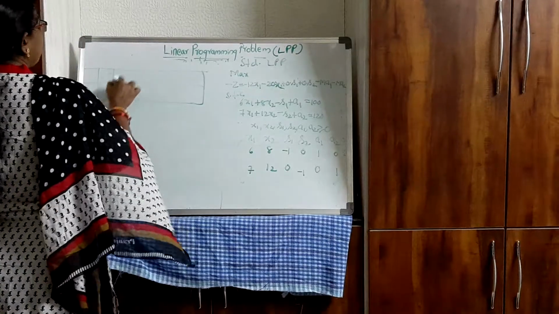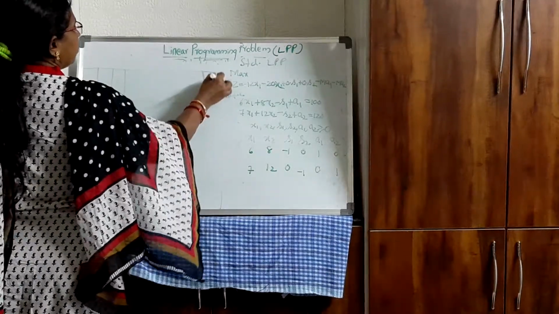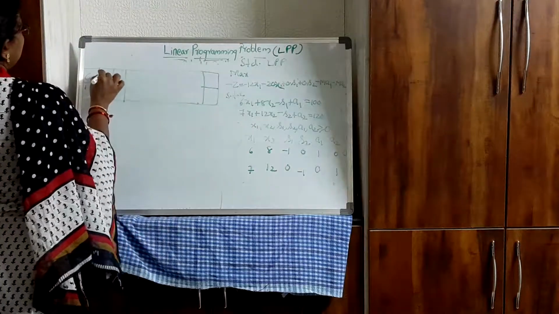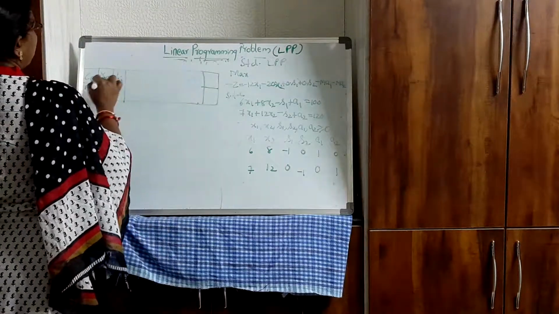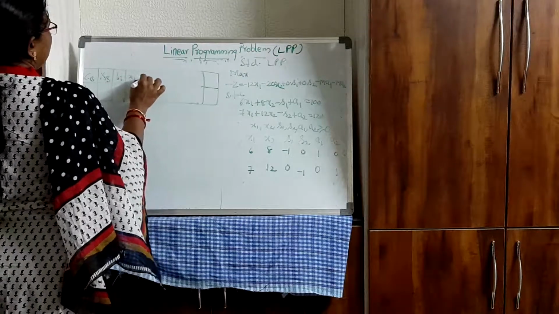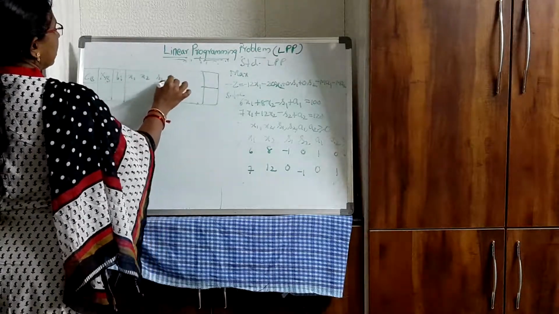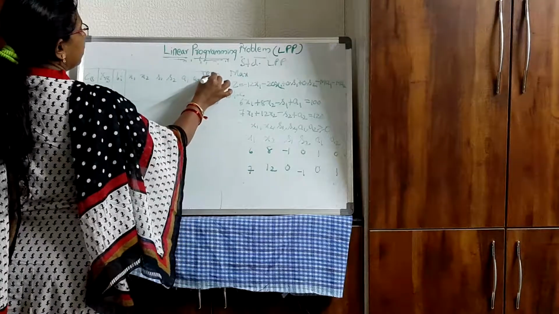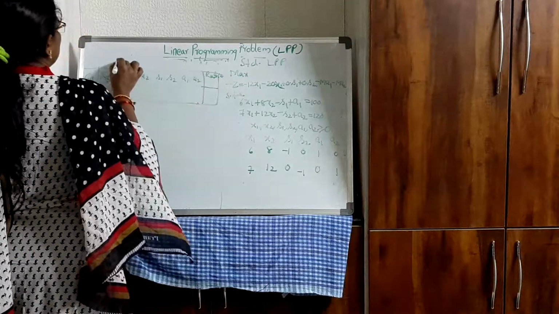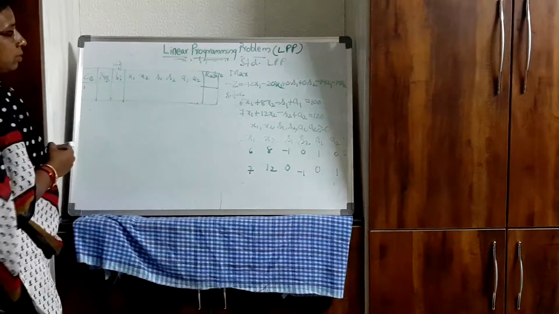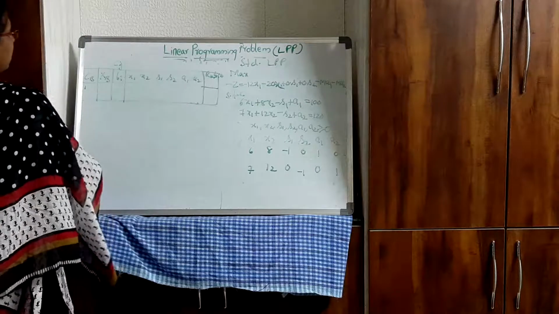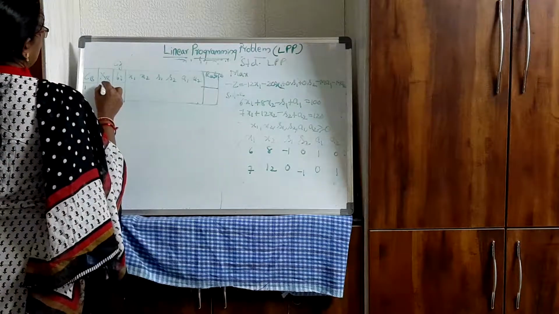CB, XB, BI, then you will have minimum ratios here. So I'll write here CB, XB, BI, X1, X2, S1, S2, A1, A2. Here you will have ratio. Then here you will have CJ. Okay. So what are the variables forming an identity matrix? Here it is A1 and A2.